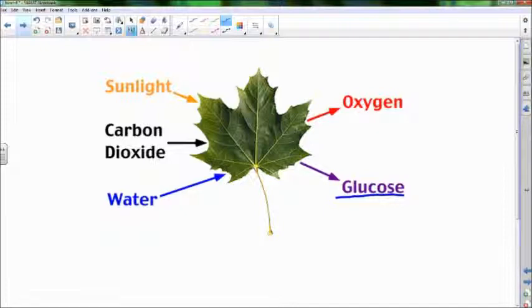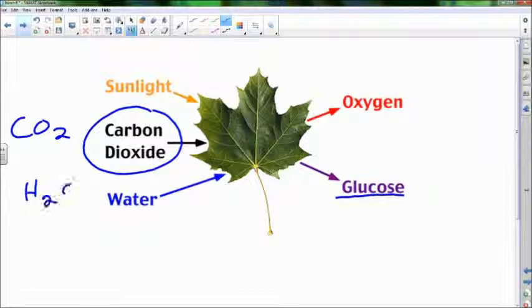But they have to use some materials to put that sugar together, and sunlight is really just the energy. It drives the whole reaction. So the things that they use are carbon dioxide, which we usually abbreviate as CO2, and water, which of course we know is H2O. So the plant is going to take in carbon dioxide, it's going to take in water, then sunlight is going to drive the reaction, and what you get out is sugar, glucose.